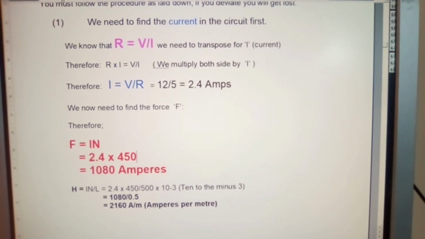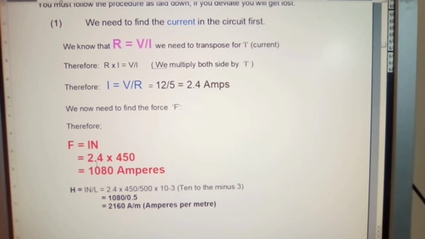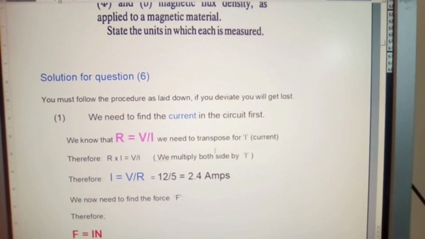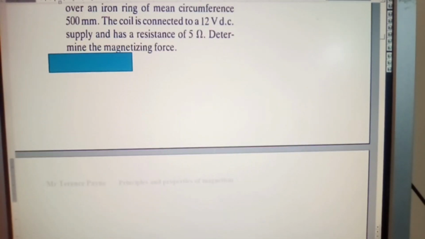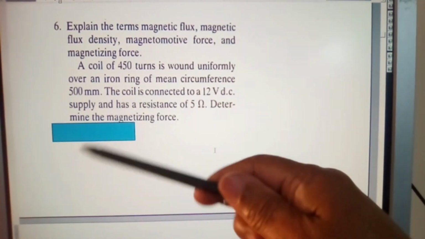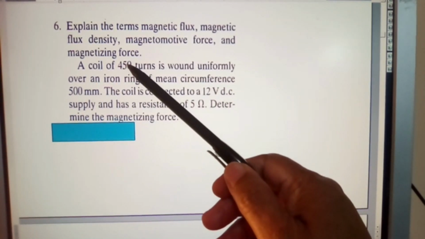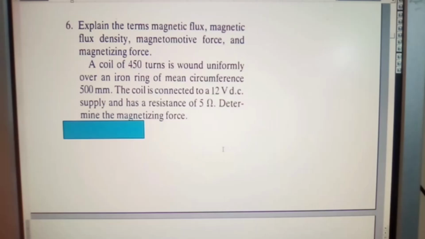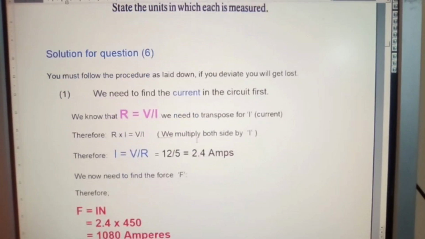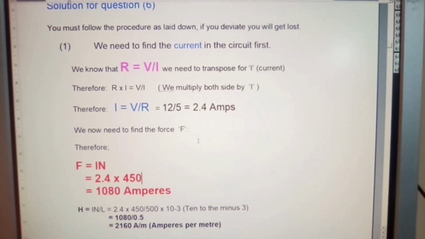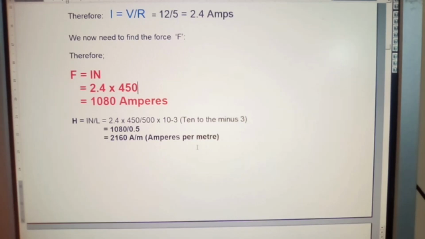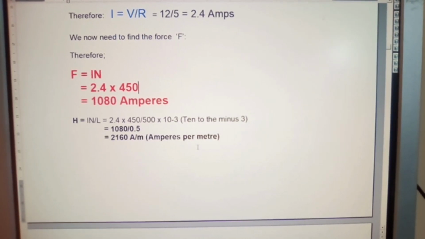Okay, so you have F equals I times N, 2.4 times 450. And where did we get the 450 from? We know that it was given in the question, and it's the 450 turns that we took from here. Okay, so I know I'm on the right track. Don't worry, I make mistakes as well, but I'm not removing any of them. The idea here is that we can learn from our mistakes, and I can learn as well, so I have no problem in that.